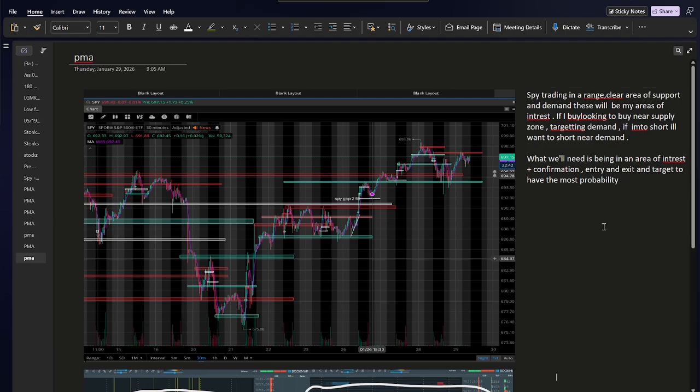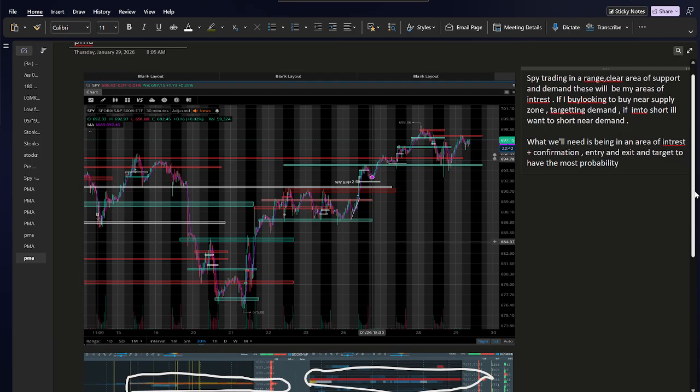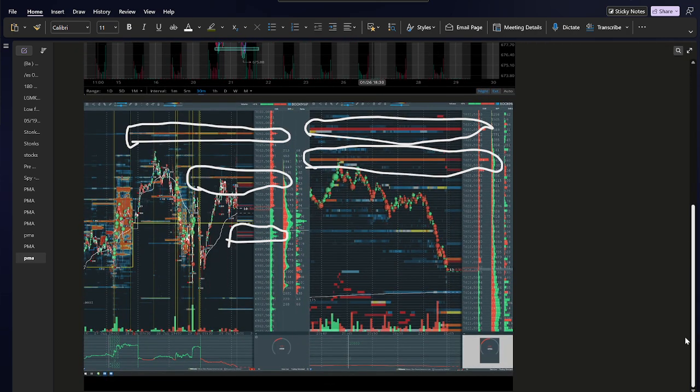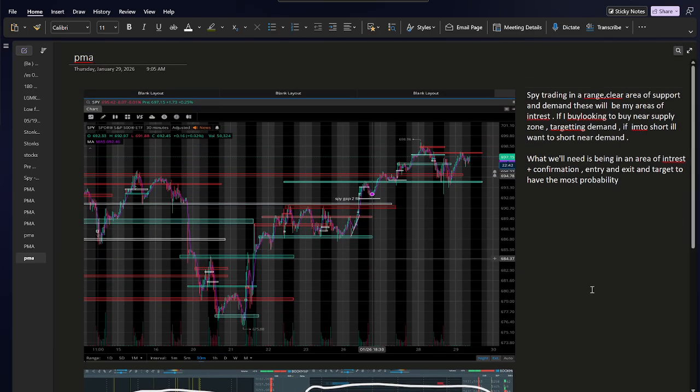So starting off, looking at my pre-market analysis, we got the 30-minute chart open, a screenshot I took this morning before market open, and then we also have a screenshot from order flow. Taking a look at the 30-minute chart, I noted SPY trading in a range, with clear areas of support and demand. These will be my areas of interest.